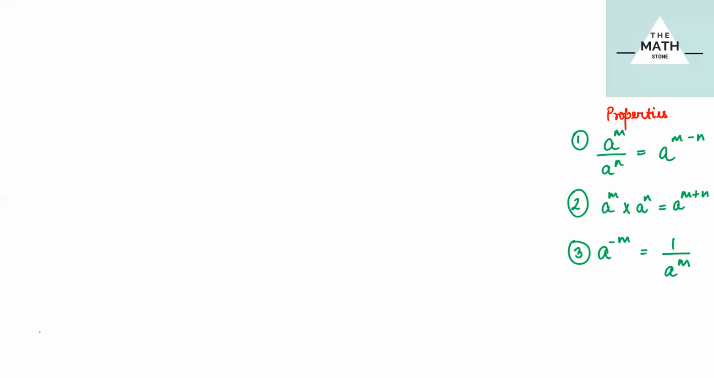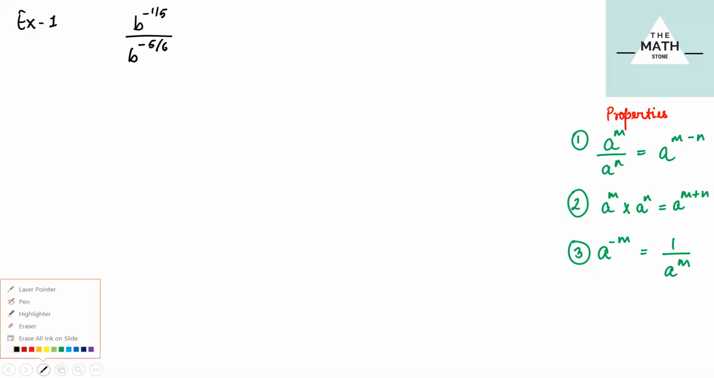Okay, so let's start. So let me change the color. So let's start. Example number 1. Let's say you want to simplify b raised to negative 1 over 5 over b raised to negative 5 over 6. This is an expression and we want to simplify it.